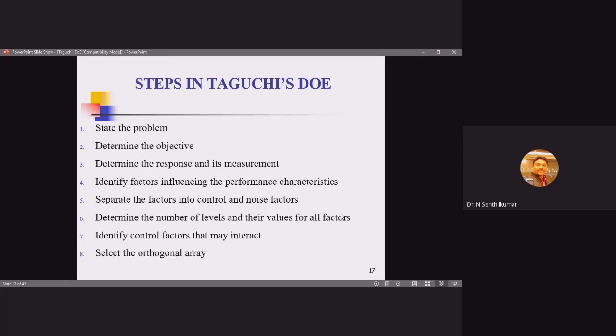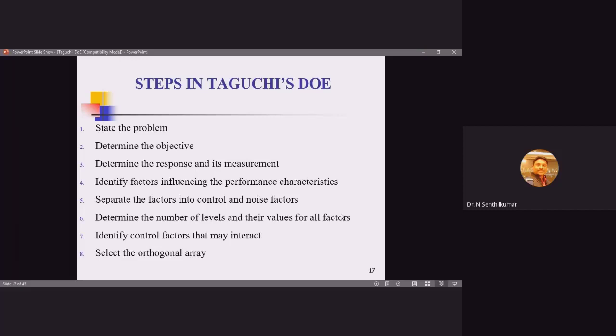Then based on that, we have to select the orthogonal array. So finally only we have to select the orthogonal array. But most of us, what we will do is, first we will formulate the orthogonal array, whether we are going with the L9, L16, L25, L27, whatever it is, first we will select. So based on that, we will identify the input factors.